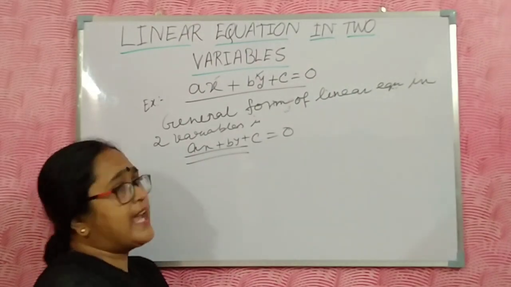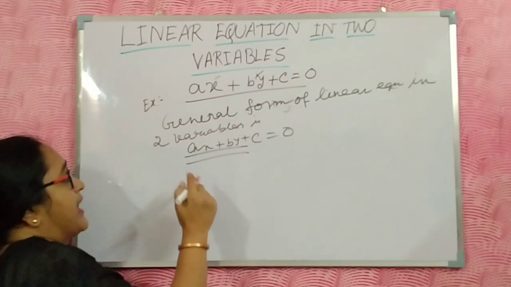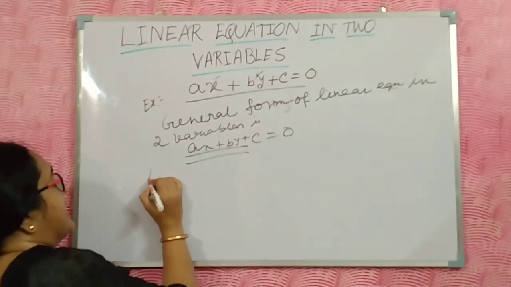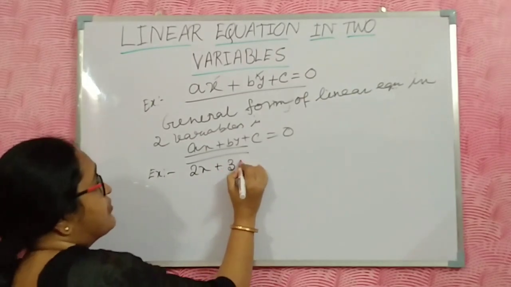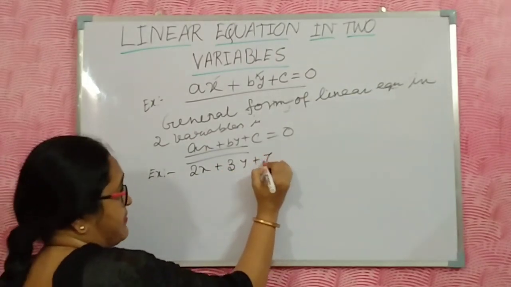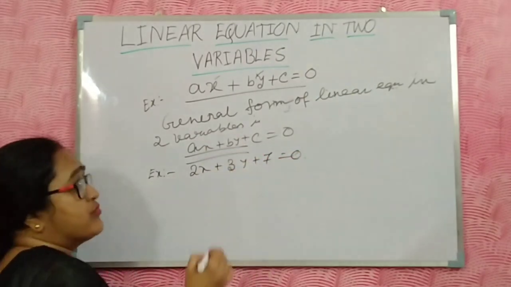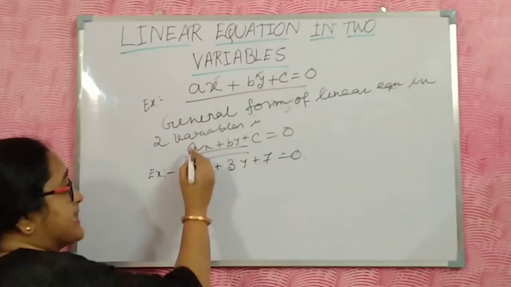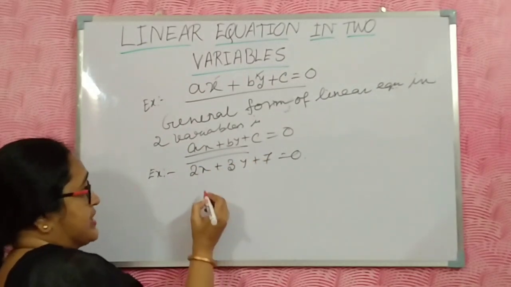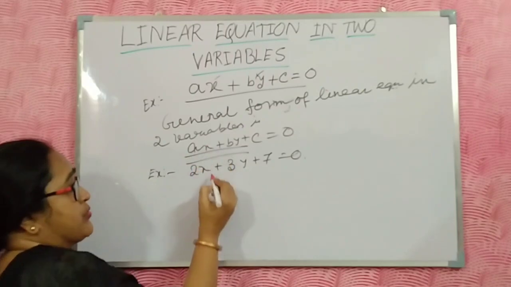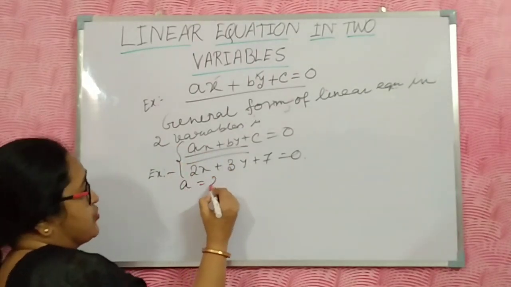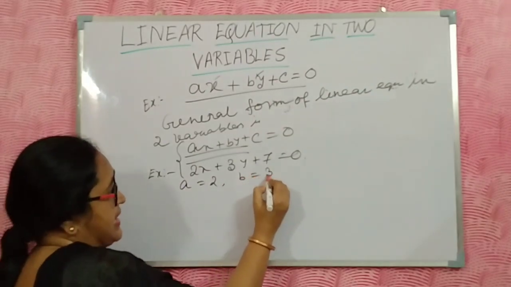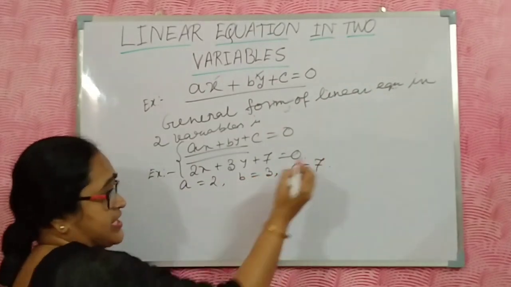Now I am taking an example just to find a, b and c. I take an example: 2x plus 3y plus 7 is equal to 0. Tell me what is a, what is b and what is c. Just compare these two equations. You get a is 2, b is 3 and c is 7 here.